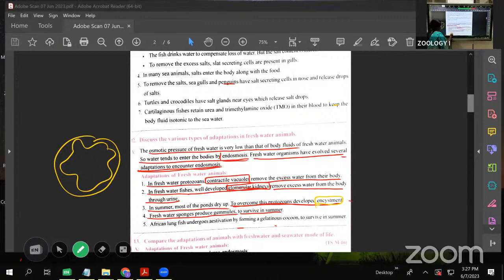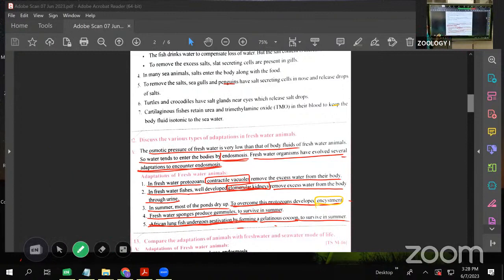African lungfishes undergo estivation. Hibernation means winter sleep, and summer sleep is called estivation. In the summer season, African lungfishes undergo summer sleep, forming a gelatinous cocoon. Surrounding themselves, they form the gelatinous cocoon and undergo estivation in the summer. See this one here.